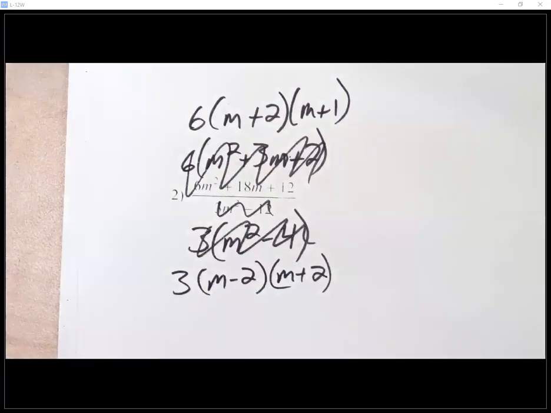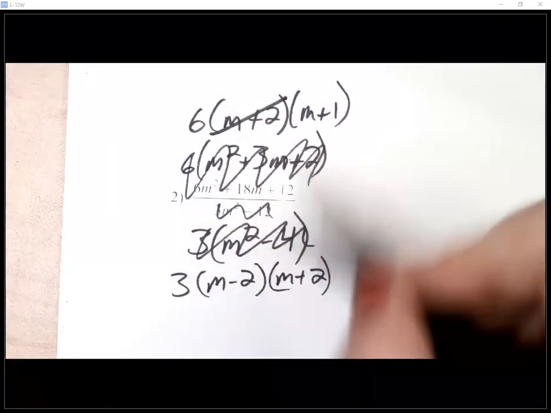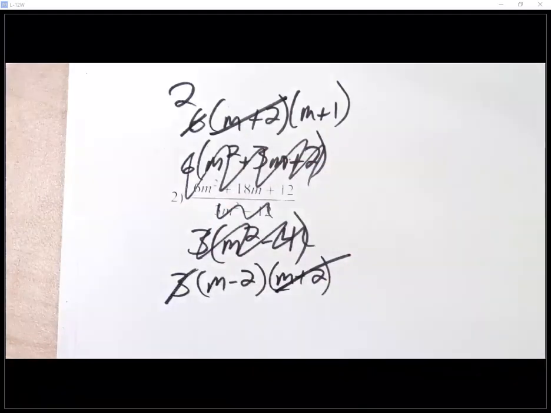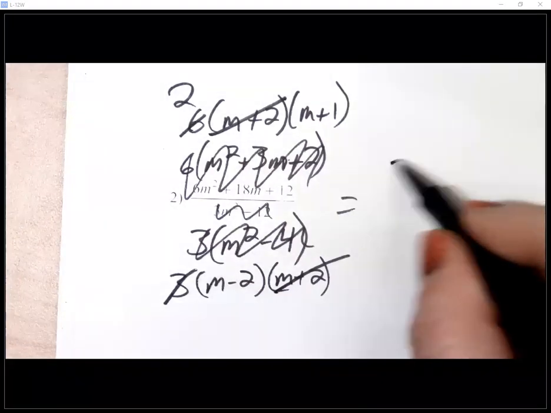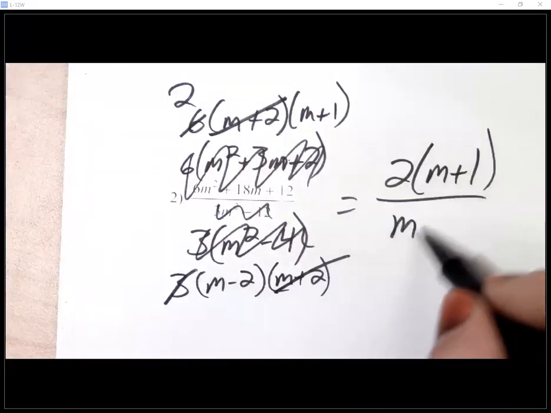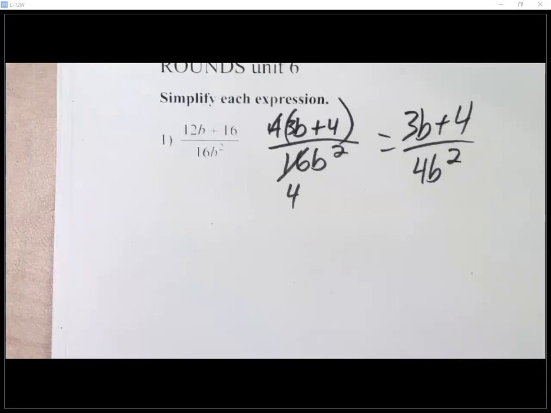Now I get to start reducing. Oh, look, m plus 2, m plus 2. I can reduce the 6 and the 3. And I think that's it. So what's left? Up top, I have 2 times m plus 1. On the bottom, I have m minus 2. Done. Number 3.